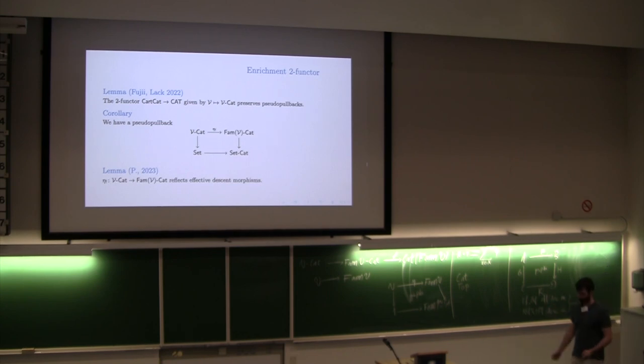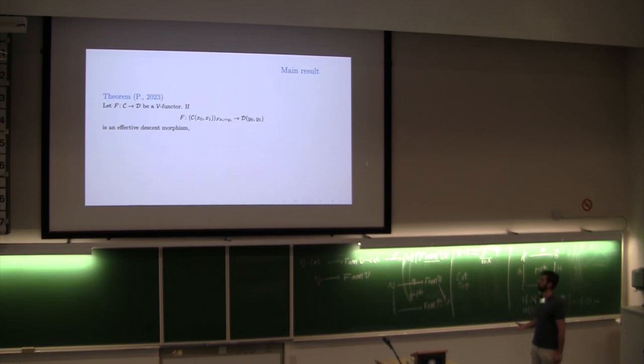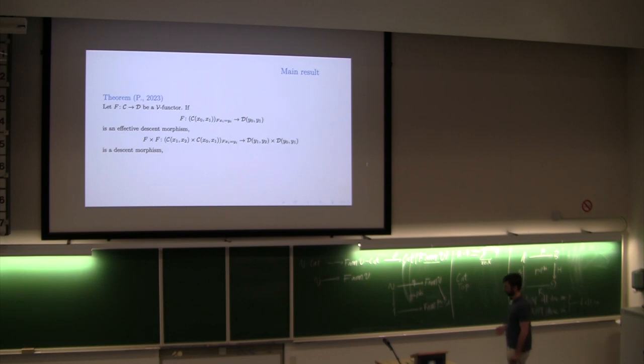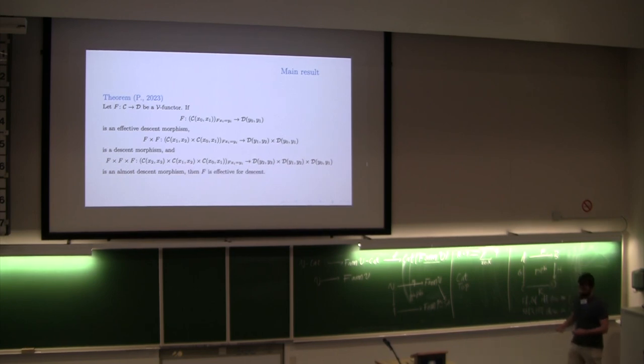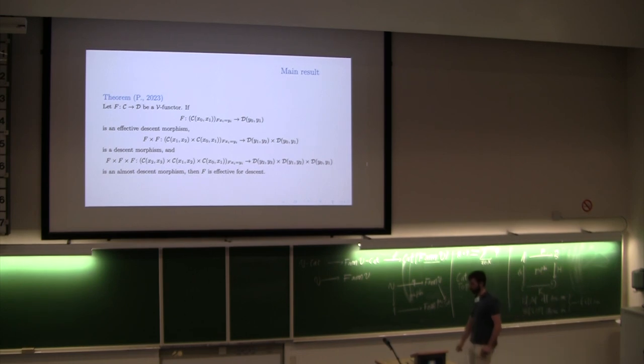Now we take this lemma, we take the result, and we translate it in terms of morphisms in Fam V. So if our functor is an effective descent morphism on morphisms, a descent morphism on pairs of morphisms, and an almost descent morphism on triples, then it is effective for descent. So there is a problem, of course. These are morphisms in Fam V. And this means that we have to study these classes of morphisms, almost descent, descent, and effective descent, in the coproduct completion. Though we have done some work in this direction, I believe there's room for improvement.